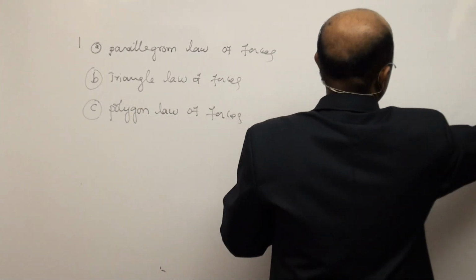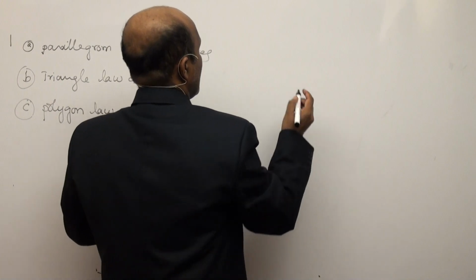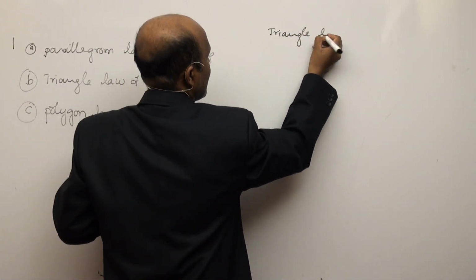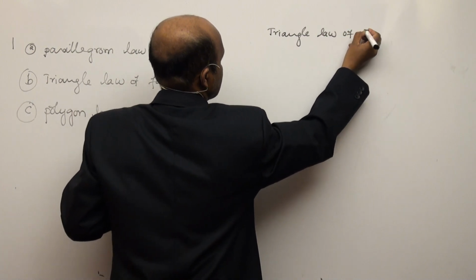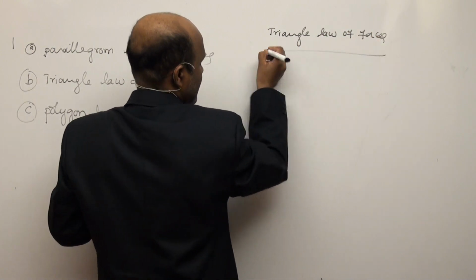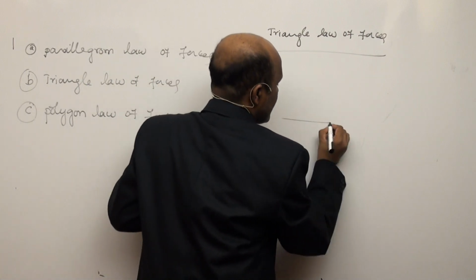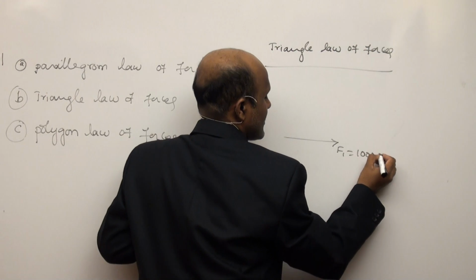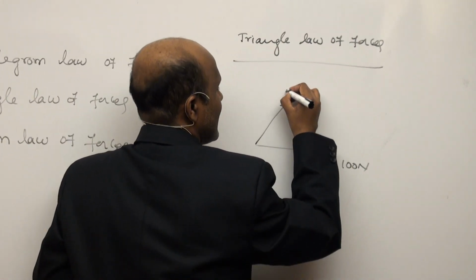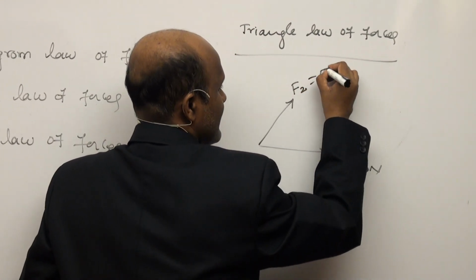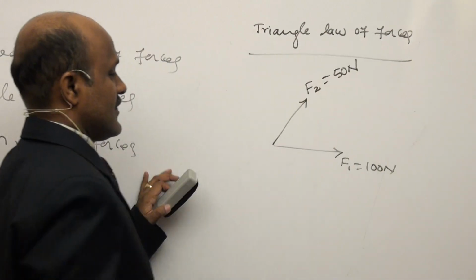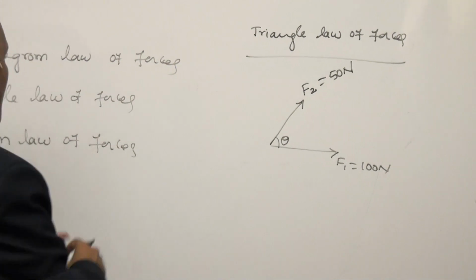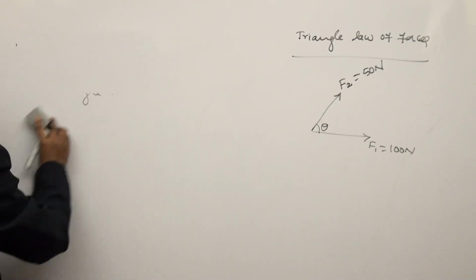There is another method, the triangle law of forces. Now, here is one force, again similarly 100 newtons. There is another force, F2, with a magnitude of 50 newtons. The angle between the two forces is theta. First of all, we will discuss this concept.